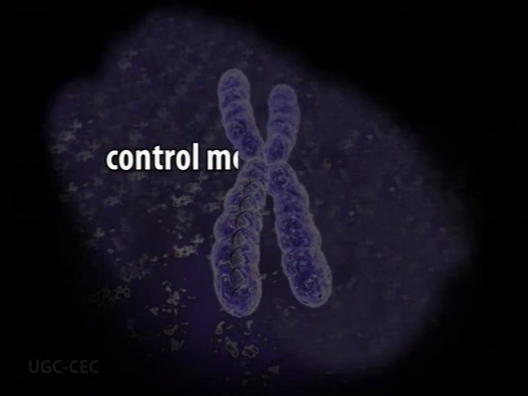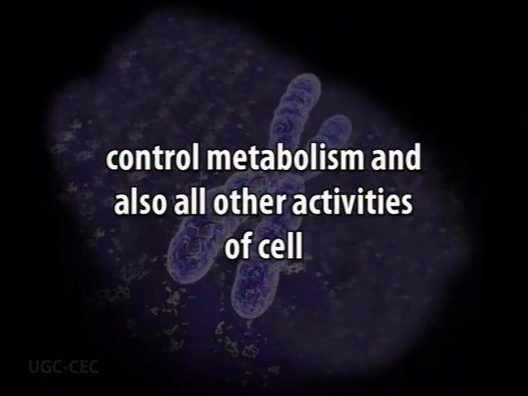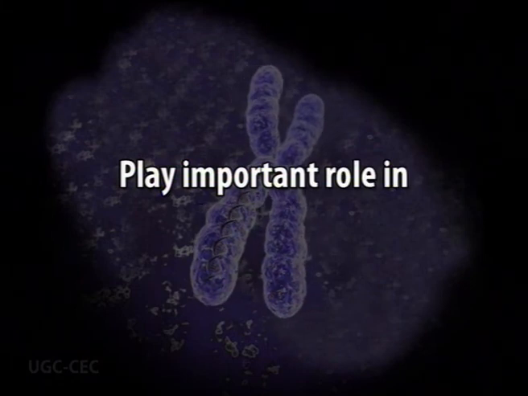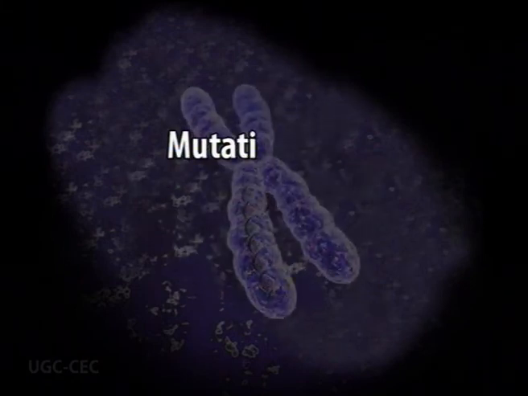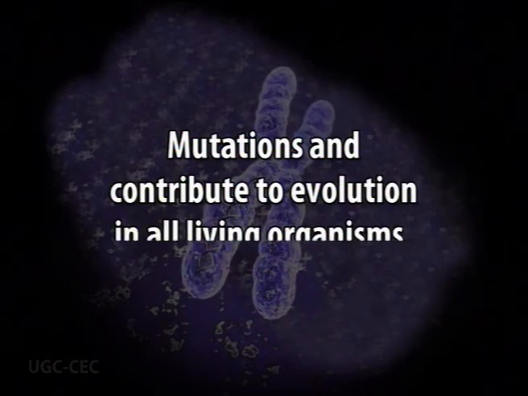The chromosomes control metabolism and also all other activities of the cell by directing synthesis of required enzymatic proteins. These bring about continuity of life by replication. Nucleolus formation is controlled by the nucleolar organizer region of certain chromosomes. The chromosomes play an important role in sex determination. These undergo mutations and contribute to evolution in all living organisms.